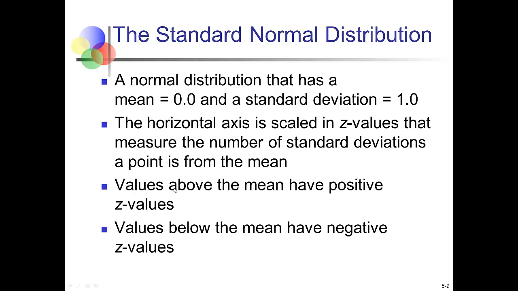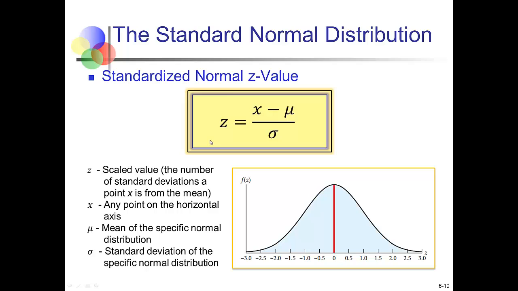If the x values are above the mean, we will get positive z values associated with that. If the x values are below the mean, we will have negative z values. So we've used this formula before. This is the formula for standardizing a data point. In other words, turning it into how many standard deviations away from the mean that individual data point is.